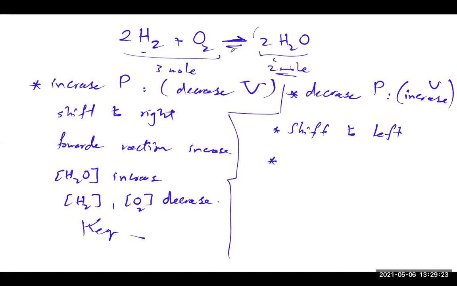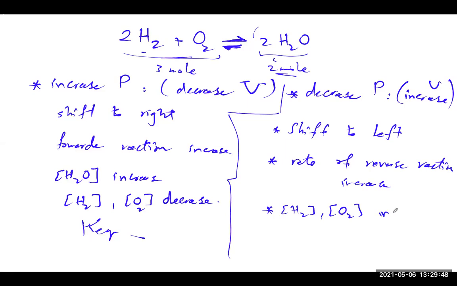How to shift to the left? It means that the rate of the reverse reaction should be increased. When we increase the rate of the reverse reaction, it means that we'll produce more H2 and O2. So the concentration of H2 and O2 will increase, and the concentration of H2O will decrease. And again, the equilibrium constant will be the same and will not change. So this is if we change the pressure.